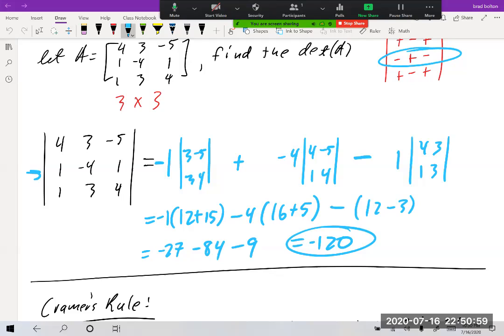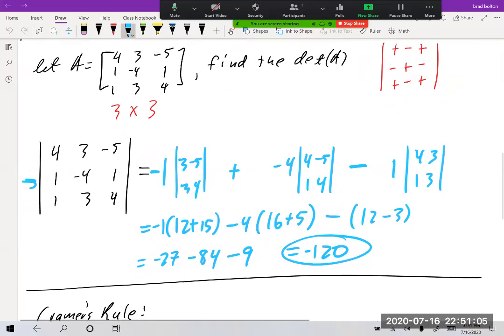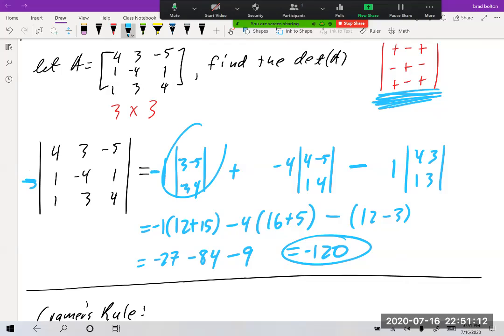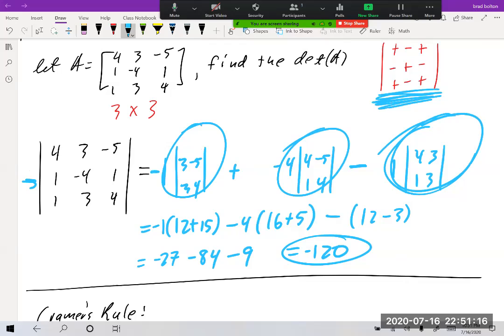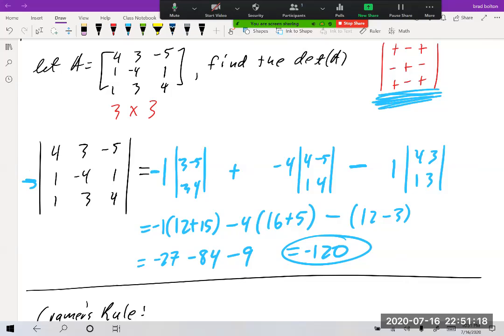So I just wanted to do it twice to show you it doesn't matter which row or which column you pick. You could do a column, you could do a row. As long as you incorporate these signs, you'll be okay. So these signs bring it in. And the goal of a 3 by 3 is to break it into 3 2 by 2s, right? So you can do the problem. So hopefully this helps you guys do them by hand.